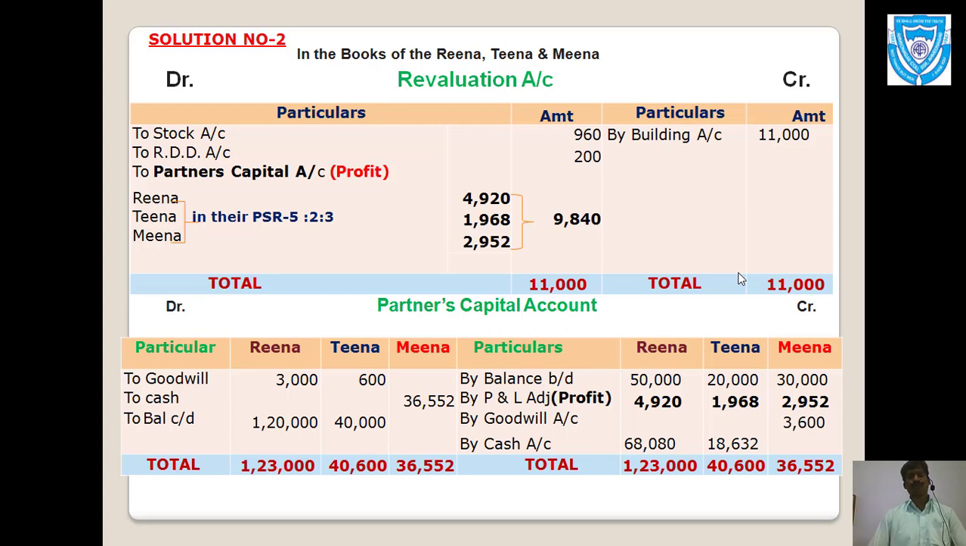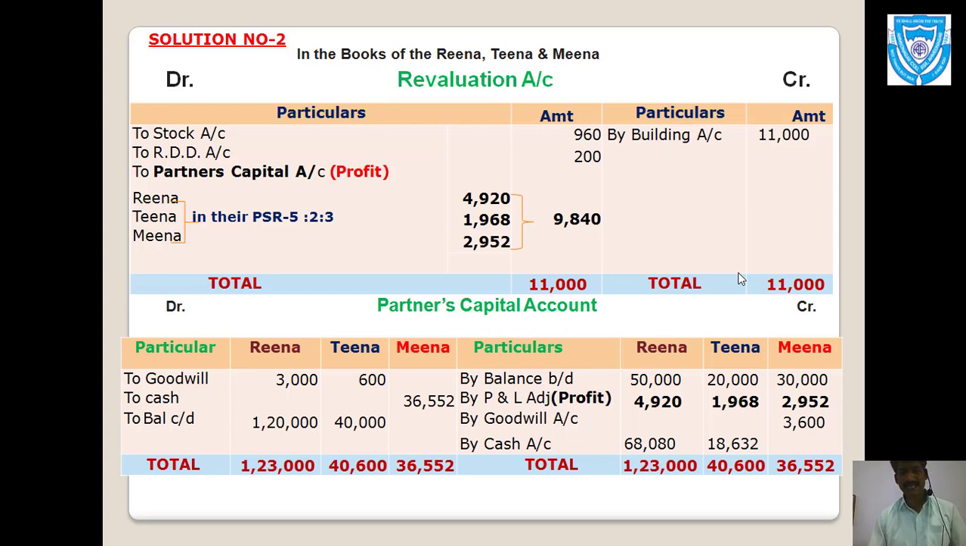Just now I showed you your working note of profit sharing ratio, that is 5:2:3, and the amounts are 4,920, 1,968 and 2,952. It will be transferred to partners capital. So let us transfer it.